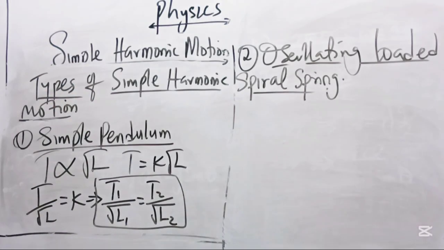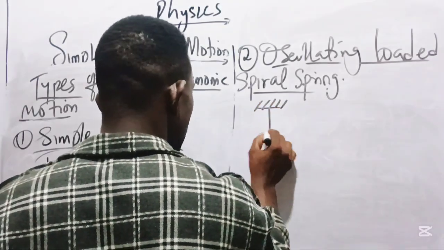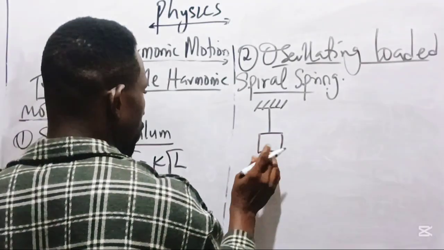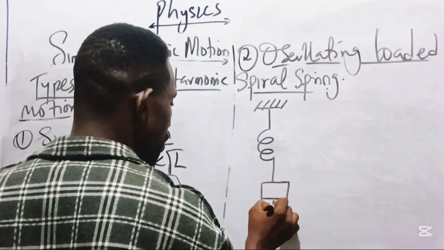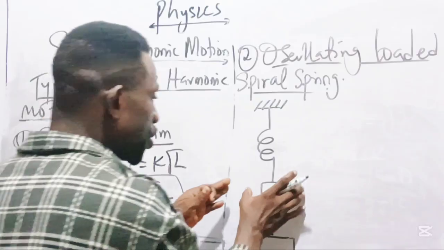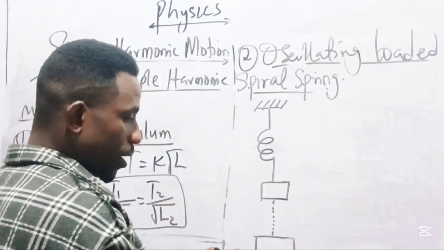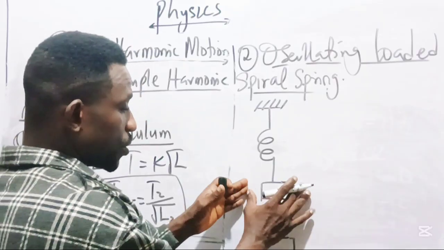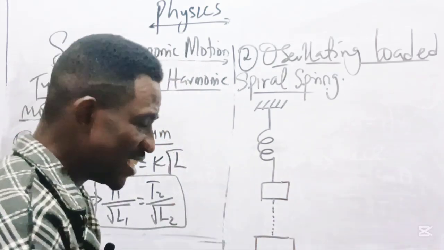For the oscillating loaded spiral spring, we connect the spring to the ceiling, and we have this as the load. If you connect a load to it, it will extend the spring and cause an extension. This is the initial position when the load has not been added. The moment you add load to it, it will pull it down to a new position, the final position. So there will be an extension, which is a change in length.